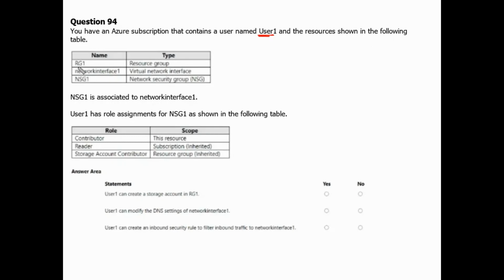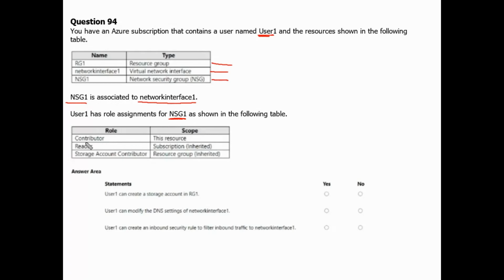So we do have one resource group, RG1, one network interface, which is network interface 1, and one network security group, which is NSG1. NSG1 is associated to the network interface. User 1 has roles assigned for the network security group as shown in the following table. So effective permissions for network security groups are like this.